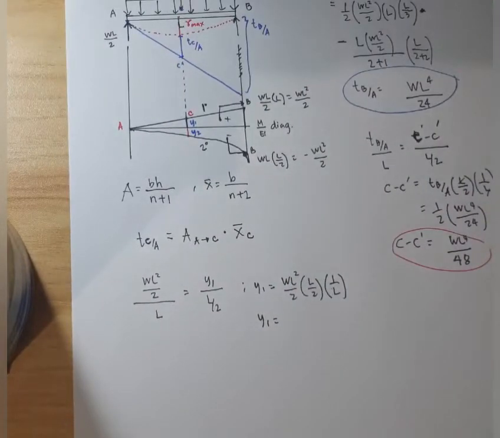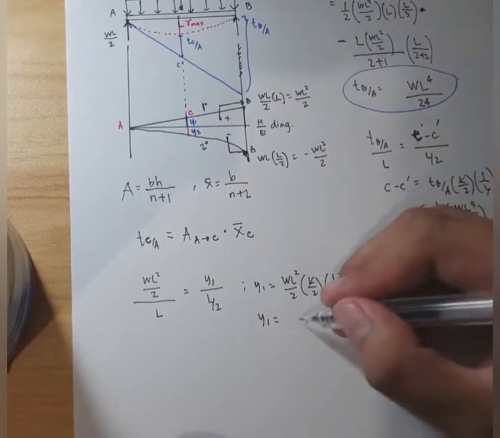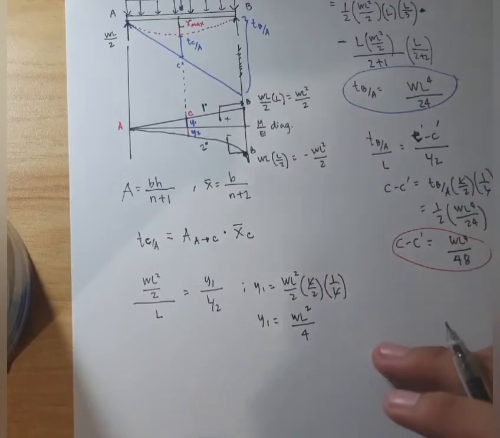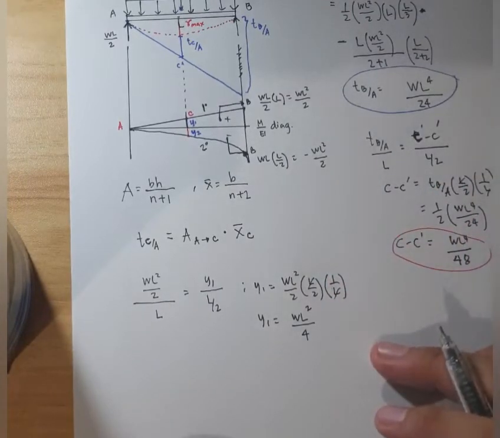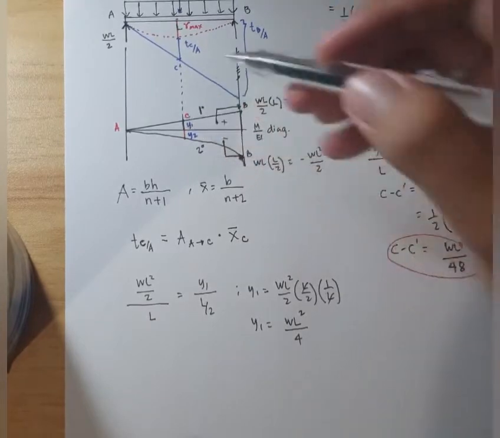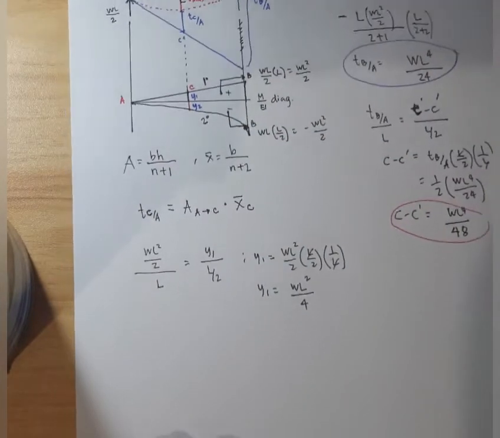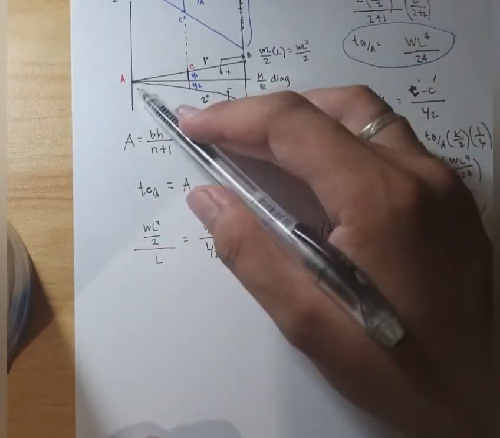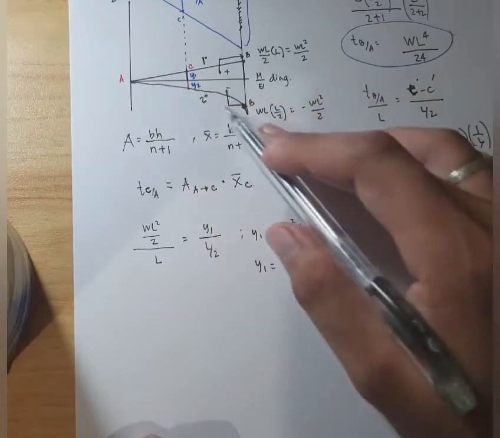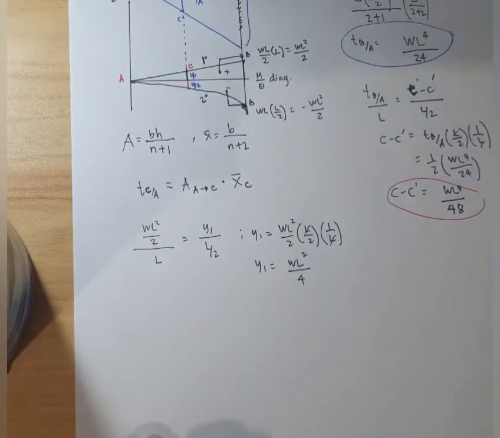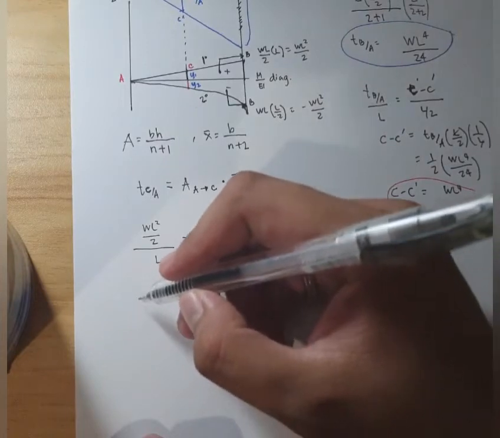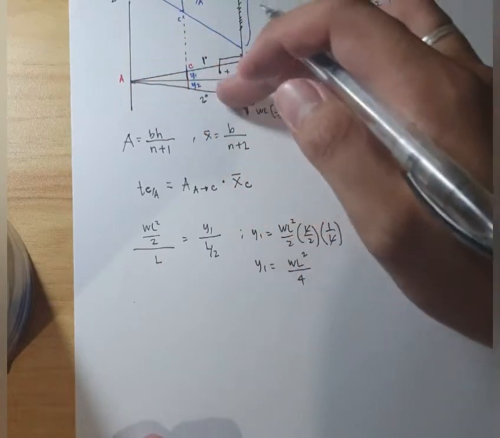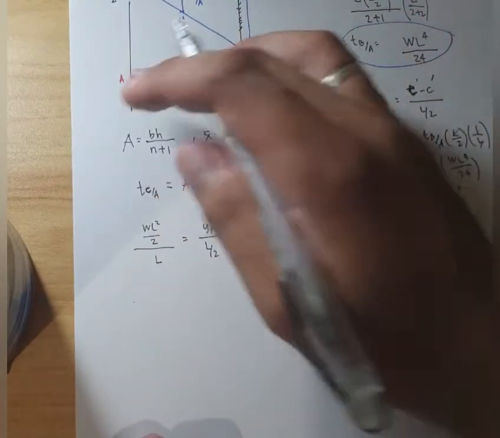How much is that? That is 2 times 2, 4, WL squared over 4. That is for y1 or y sub 1. For y sub 2, okay, over here. It is a spandrel, so we can no longer use ratio and proportion like the triangle. We use the exponential formula, because the flow of its curve, its curvature, is exponential.